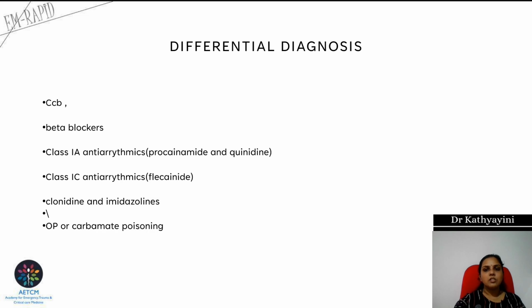So what are the differential diagnoses of digoxin toxicity? In digoxin toxicity, the patient will present with bradycardia or AV blocks. A similar presentation will be seen in patients with CCB toxicity, beta blocker overdose, class 1A antiarrhythmics, class 1C antiarrhythmics, clonidine, and OP or carbamate poisoning. So these are the differential diagnoses of digoxin toxicity.